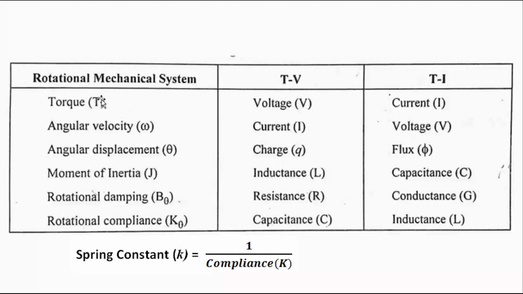The same mechanical system parameters are compared with the current equations. Torque, current; omega, V; theta, flux; moment of inertia, capacitance; B, 1 by R; K, L. This tabulation is also important to solve the torque voltage and torque current analogous systems.